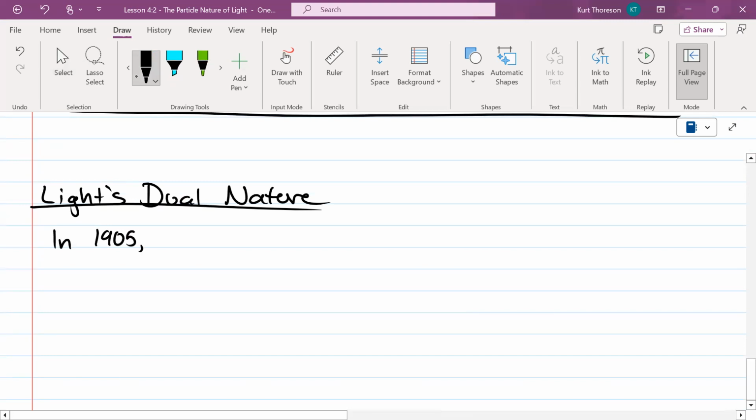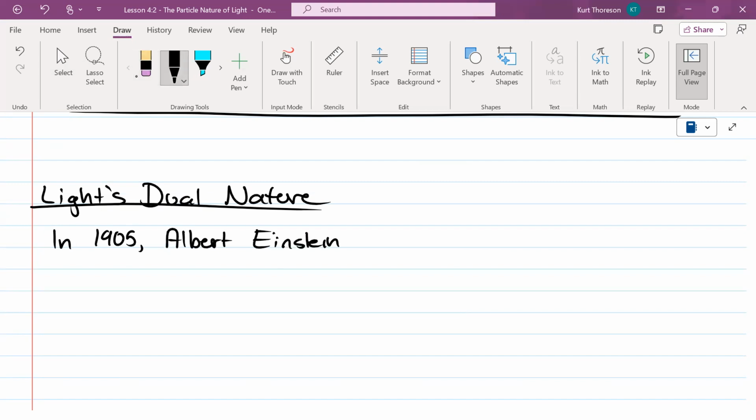In 1905, well, more than 100 years ago, here's a name I'm sure you've heard before. I totally misspelled it. Albert Einstein. What country was he from? He proposed that light has a dual, how many is dual? Has a dual nature.